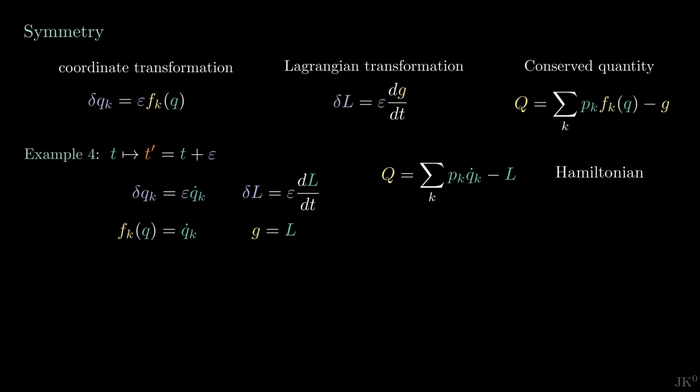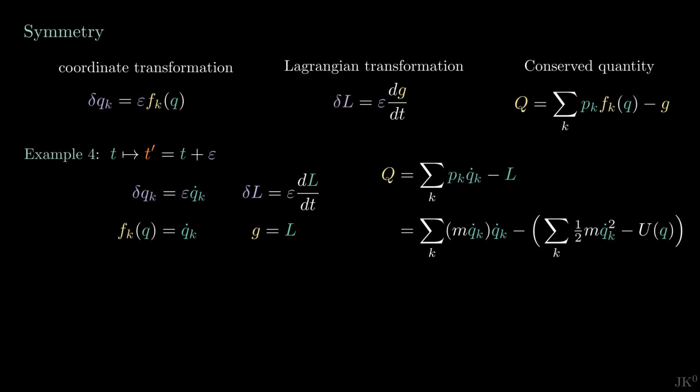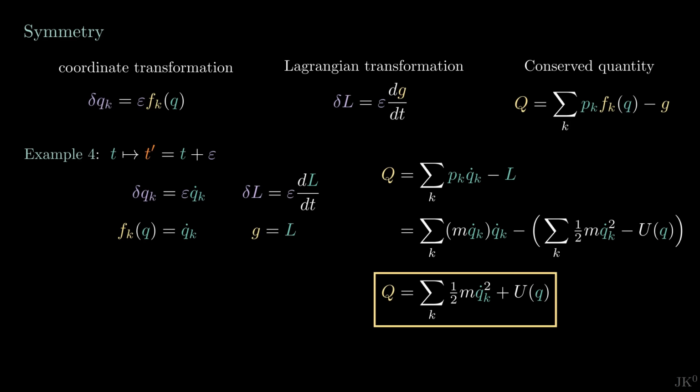For a system of identical particles, we can replace the momentum p by m q dot, and after plugging in the Lagrangian, we find that Q is the total energy of the system. We conclude that the total energy is conserved due to the invariance of the system under time translations.